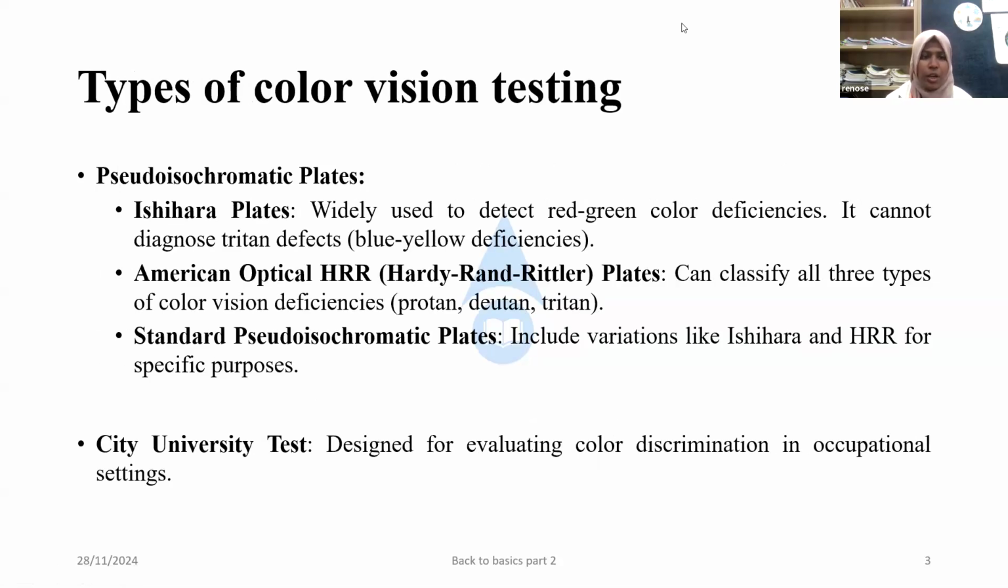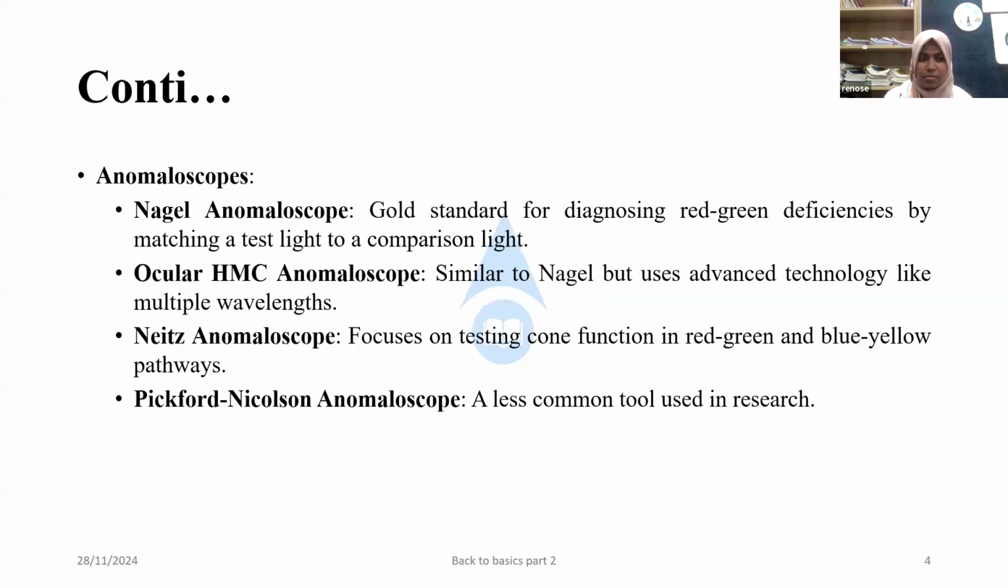Types of color vision testing. First, the isochromatic plates: Ishihara plates, American Optical HRR plates, standard pseudo-isochromatic plates, and City University testing. In isochromatic plates, we identify the red and green deficiency. With the American Optical HRR test, we also identify the protan, deutan, and tritan color deficiency. It is a standard evaluation for both Ishihara and HRR testing. City University testing is used if we are dealing with an occupational setting.